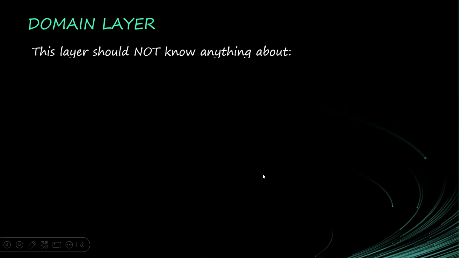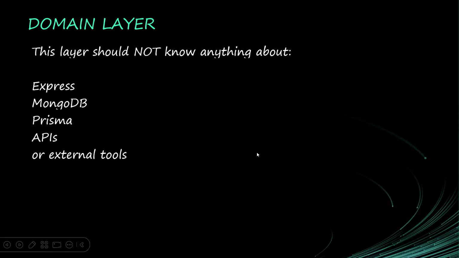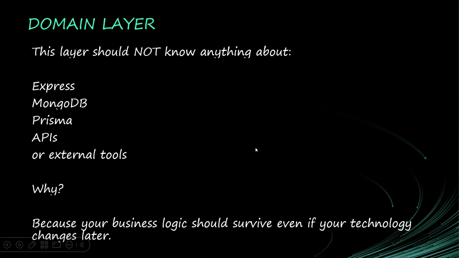So this layer should not know anything about Express.js or Fastify or anything you're using. Should not know anything about MongoDB. Should not know anything about Prisma. Nothing about APIs. It should just be pure business logic. Why? Because your business logic should survive even if your technology changes later.